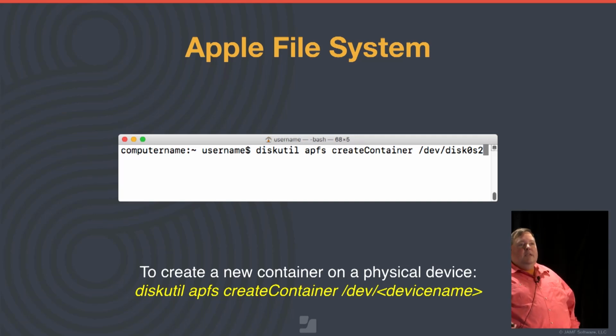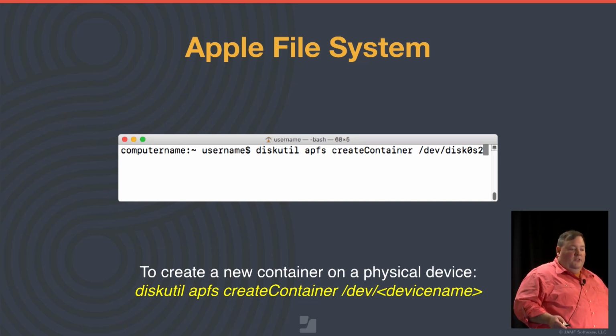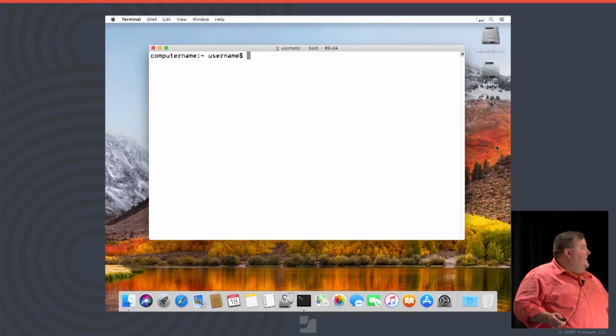So if you have an existing APFS formatted drive and you want to add additional containers to it, you can use the create container command. And this command will also convert an HFS Plus drive to APFS and set up an empty container. So let's take a look at how that works.